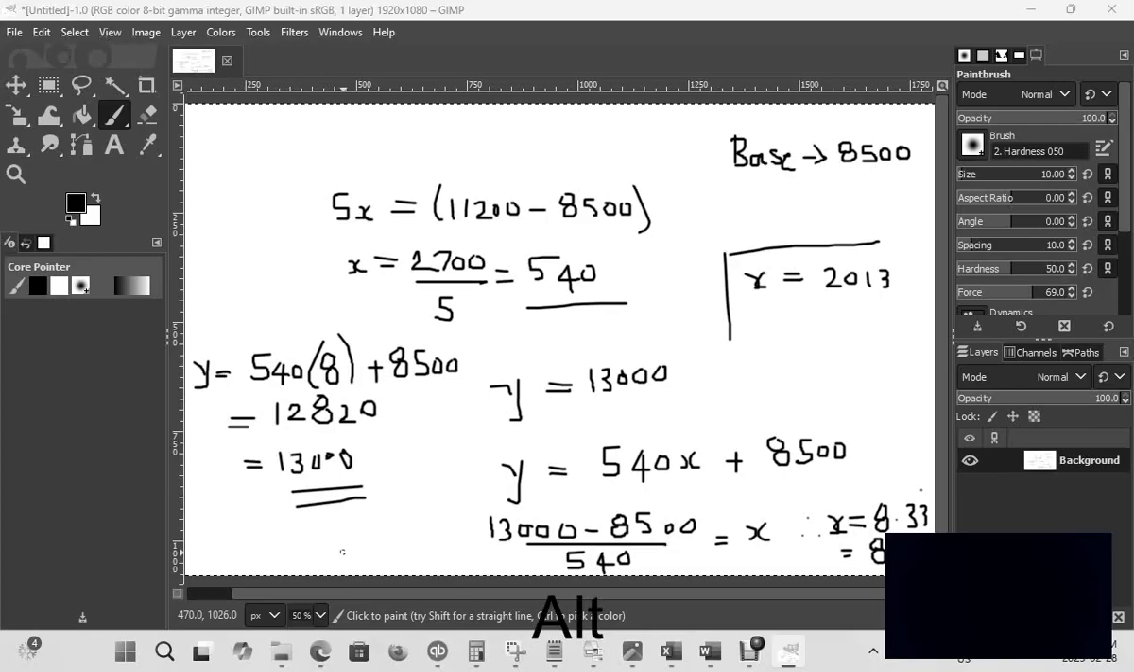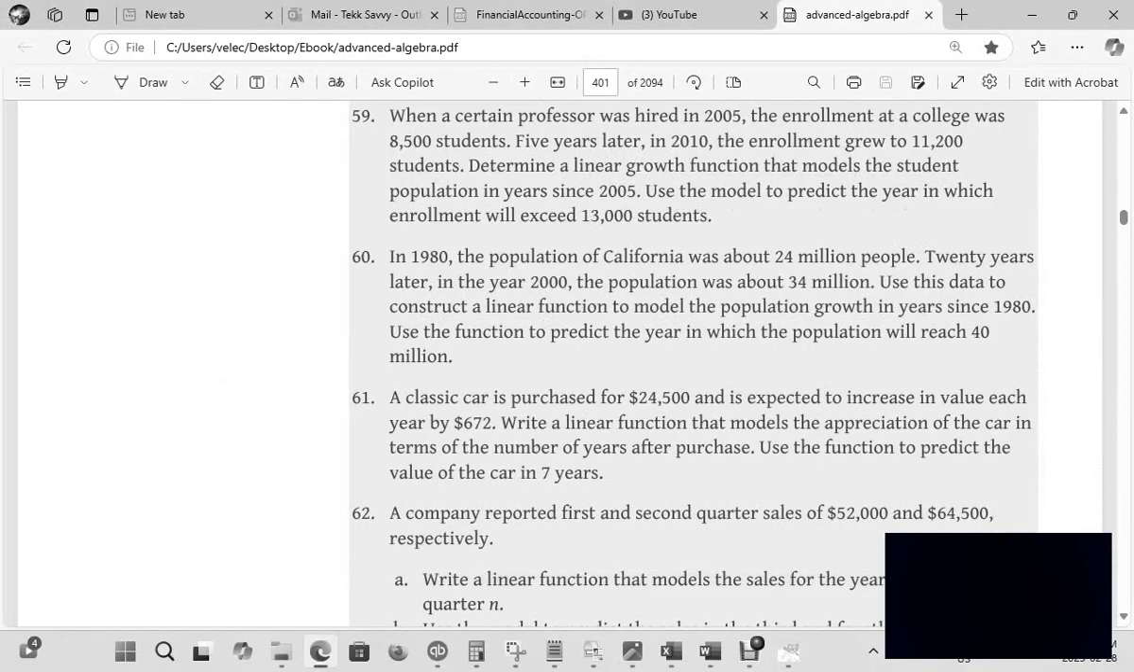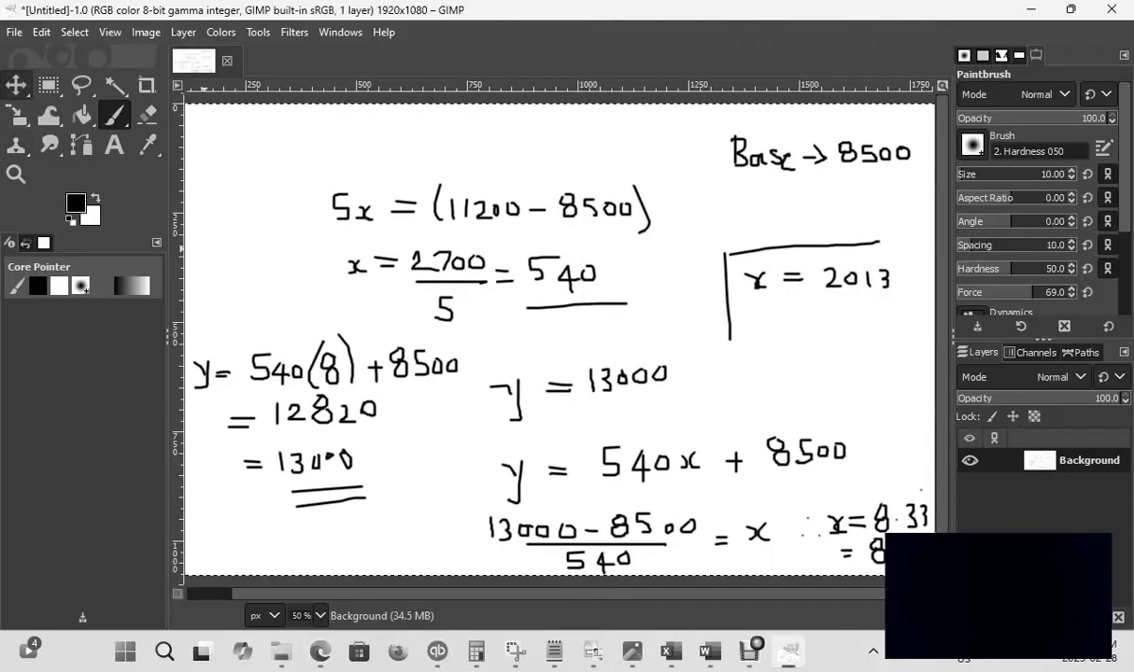Now, apart from that, let's go ahead further down and look at 61. A classic car is purchased for 24,500 and is expected to increase in value each year by 672. So what's the purchase price? 24,500 over here.